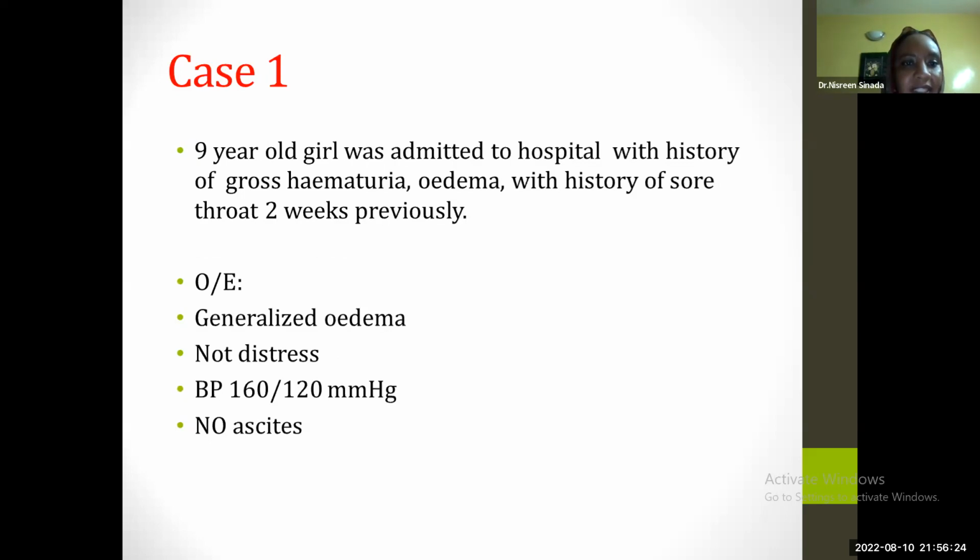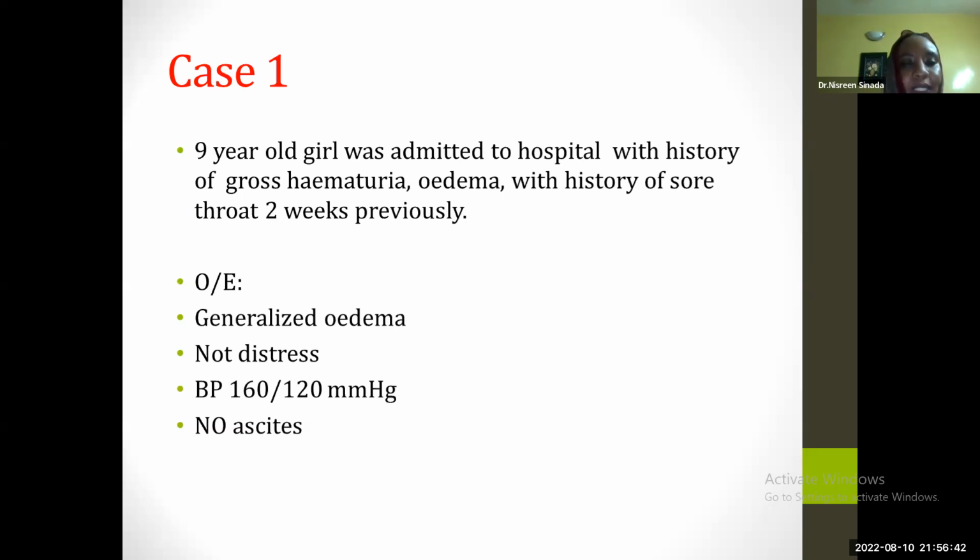Okay, so this is a 9-year-old. The blood pressure is 160/120, so it is very high. It is more than 140/90, so it is stage 2 hypertension. So we need to define the high blood pressure. So she had stage 2 hypertension.